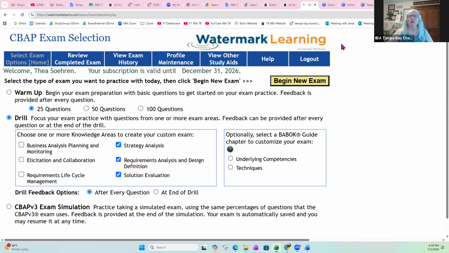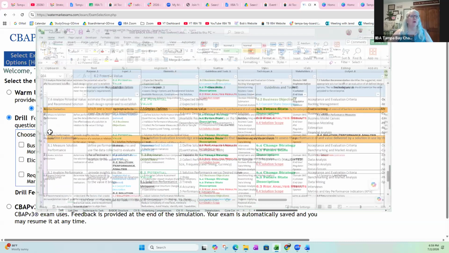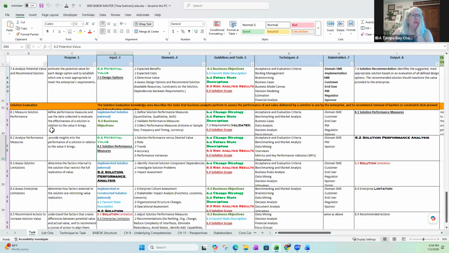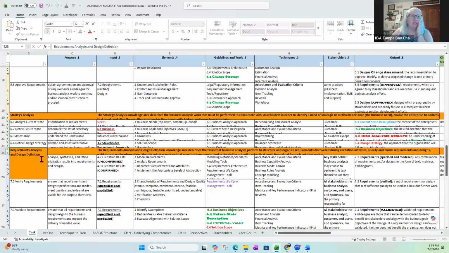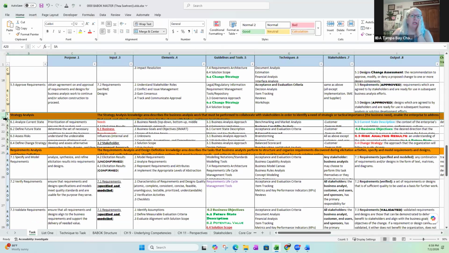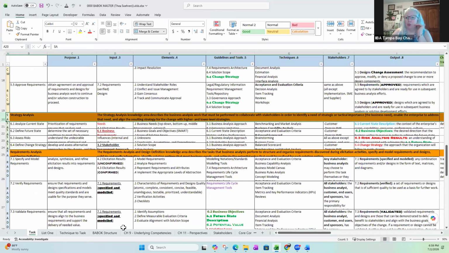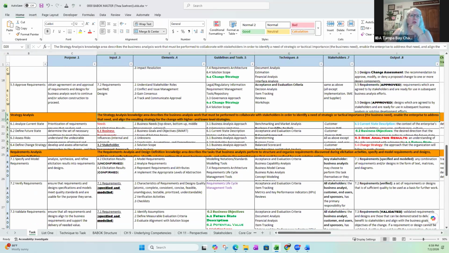Okay, let me share my screen. I've already started the recording. So today we are going to add chapter 6 to our group. So we're doing solution evaluation. We're doing requirements analysis and design definition, which we call RAD. And we're adding back in strategy analysis. So I'm going to remind you what strategy analysis is about.